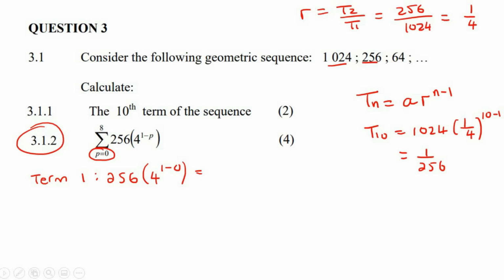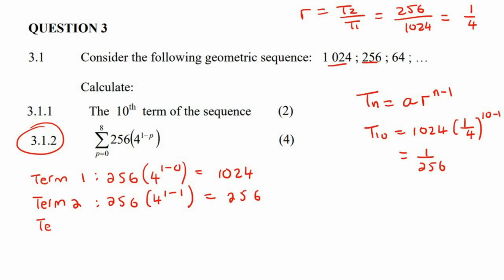And if you work that out, that's going to be 1024. Then to find term 2, you just increase this number by 1, okay? So that's going to be 256, and then 4, and then 1 minus 1, because that now becomes a 1. If you work that out, you end up with 256. Then you find term 3, and to do that, you just increase that number once more. So this number would now be a 2, so you'll say 1 minus 2. And if you work that out, that'll give you 64.